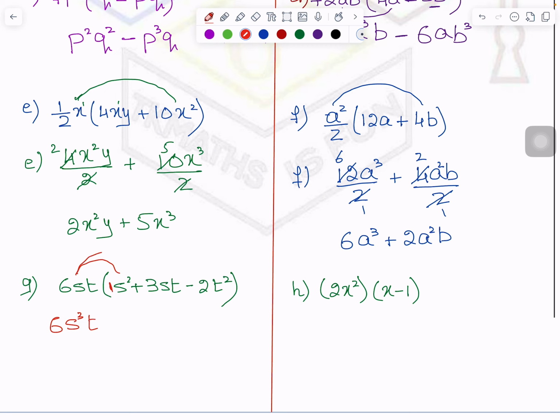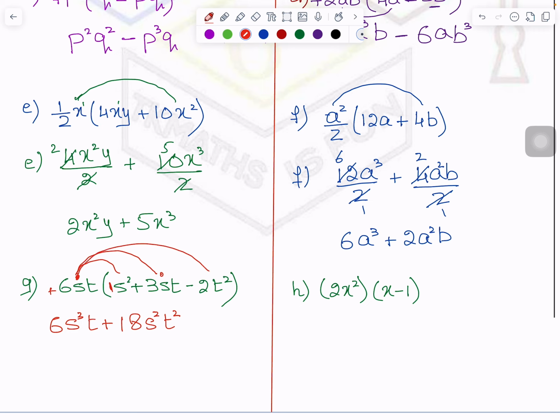Now this 6st will multiply by this term. Plus will come because both are plus. Plus times plus is plus. 6 3s are 18. It has 1s, it has 1s. So it will become s square. Same is the case with t.